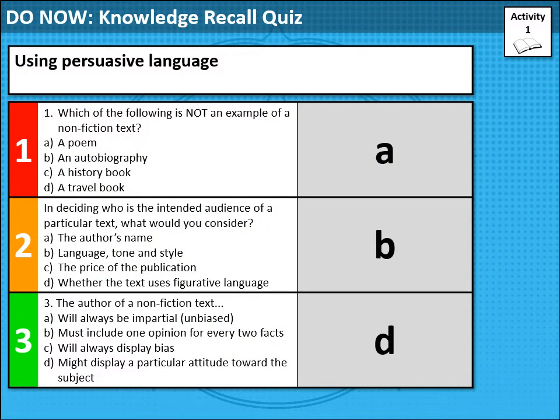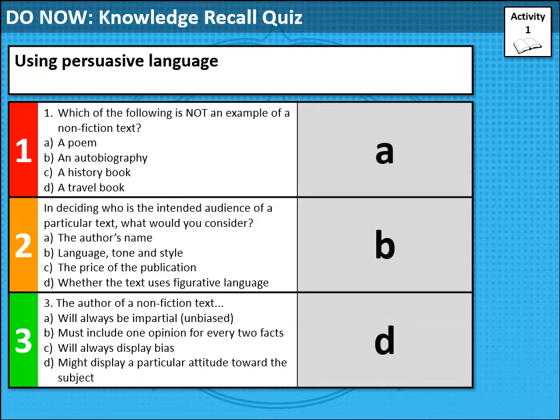Okay, so your answers for the Do Now are as follows. For question 1, a poem is not an example of a non-fiction text. Question 2, in deciding who is the intended audience of a particular text, what would you consider? You would consider the language, the tone, and the style. And then for question 3, the author of a non-fiction text might display a particular attitude toward the subject. So that answer is D.